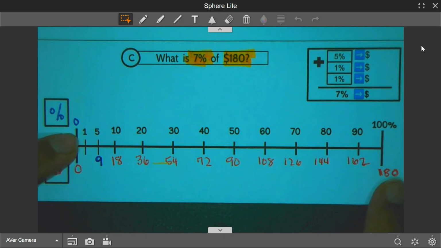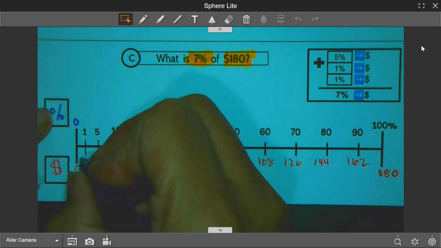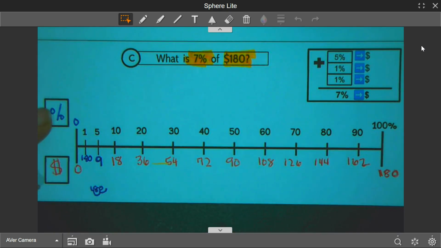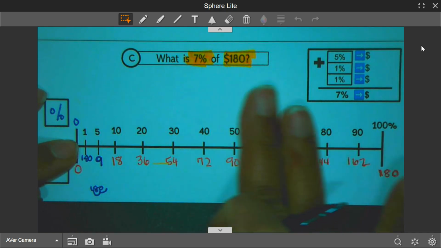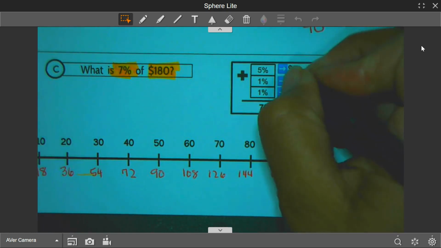1%. Oh yeah, 1% means I move the decimal place 2 times, or I divide by 100. So I start at the very end, and I move it over twice. So that's $1.80. So I really only needed 10% to calculate 5, and then I was already able to find 1% by dividing by 100. So in reality, I didn't even need to fill in all this part. Okay, so 5% is $9.